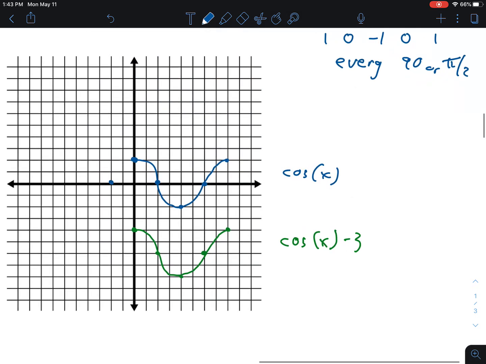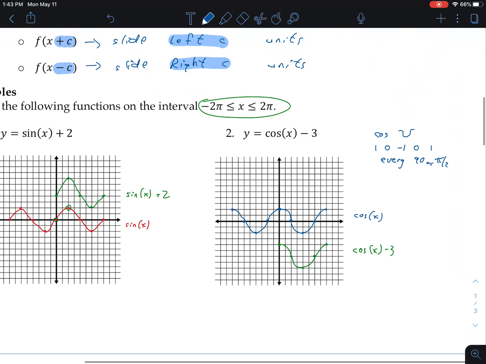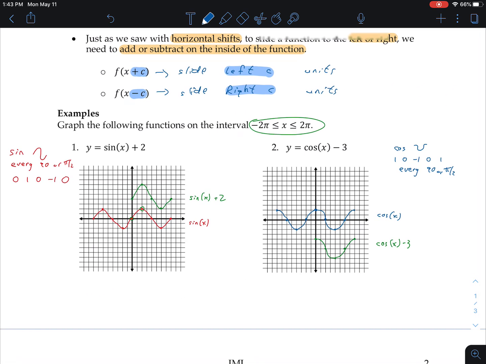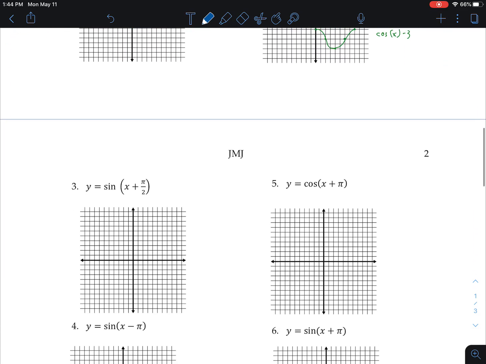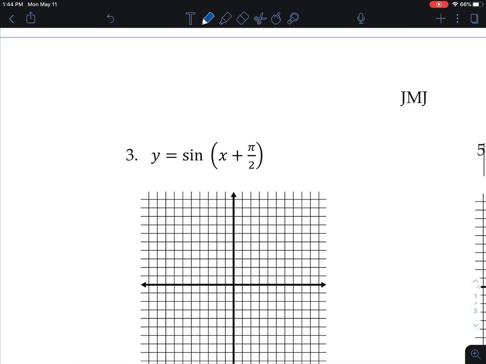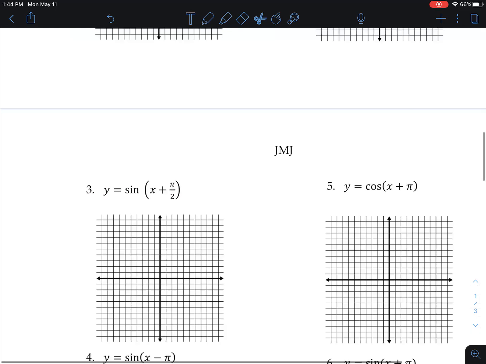All right, and if I were to continue, cosine's pretty easy, where it's very symmetrical over the y-axis, and it just continues like that. And I would do the same for the green, but for the time being, I'll just leave it like that, right? So there's your vertical slides up and down. Very straightforward, for the most part, pretty easy to follow. Now, what about down here? These are horizontal, and these are a little bit harder.